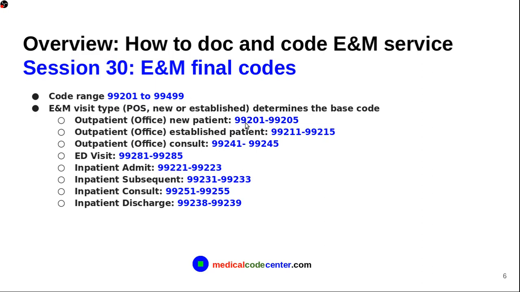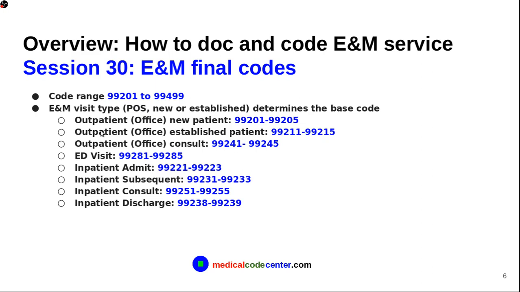Say for example, in the outpatient setting, in the doctor's office, if the patient is new, then the base code is 99201 for level 1, and it can be 5 levels. Level 1, 2, 3, 4, 5. Level 2 is 99202, and level 3 is 99203, and level 4 is 99204, and level 5 is 99205. So it depends on the base code, and then it determines the final codes.